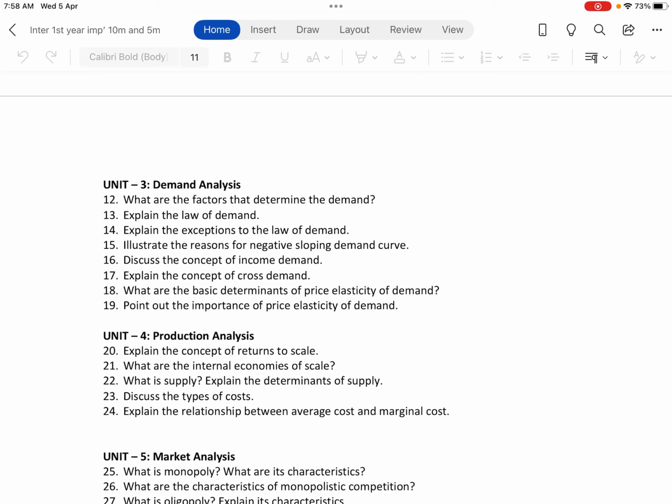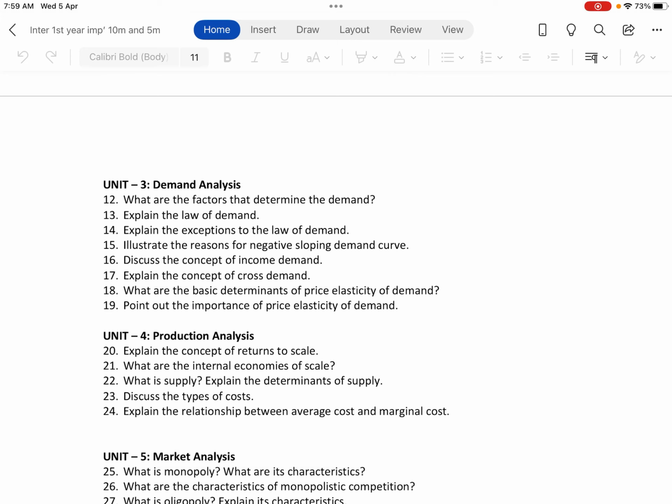Okay. And then the next unit from which you can expect 5 marks question is from Unit 4, Production Analysis. And as far as the March 2023 board exam is concerned, 5 marks has been asked from this unit. So the important questions from this unit are, 20th question, explain the concept of returns to scale. And 21st question, what are the internal economies of scale? So if you remember, these 2 questions are already covered under the LAQs, under the 10 marks. So part of it you have to write for the 5 marks.